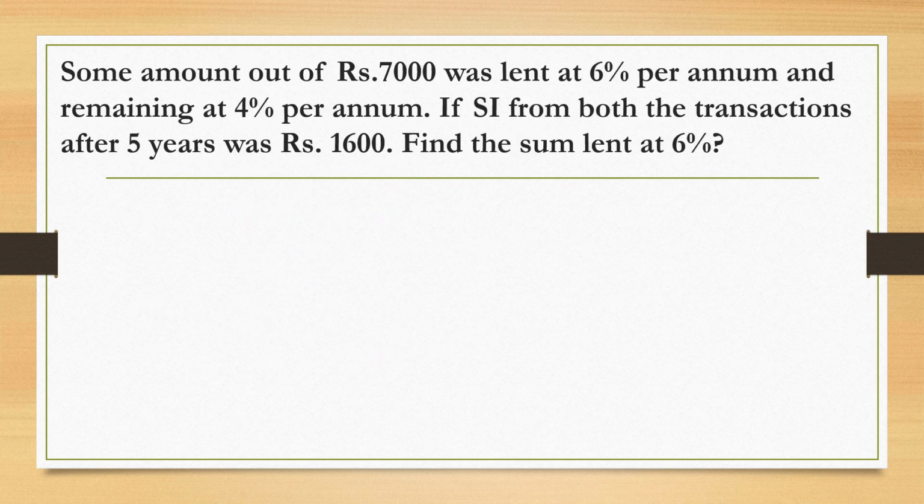Some amount of rupees 7,000 was lent at 6% per annum and remaining at 4% per annum. If simple interest from both the transactions after 5 years was rupees 1,600, find the sum lent at 6%. Okay, we can see that simple interest from both the transactions after 5 years was rupees 1,600. So for 1 year the simple interest was 1,600 divided by 5, that is equal to 320.